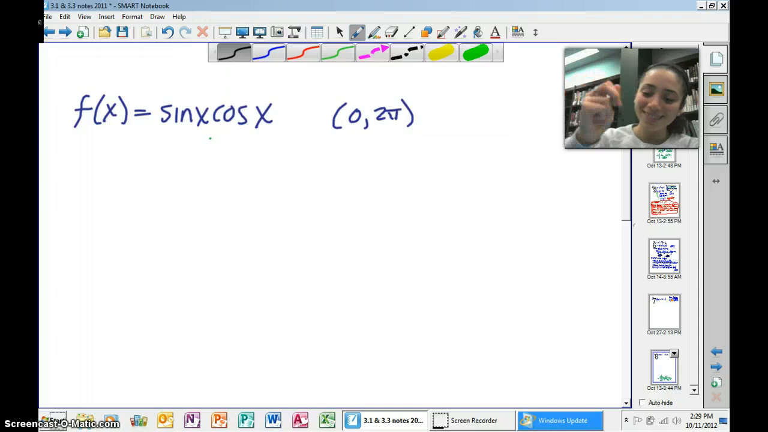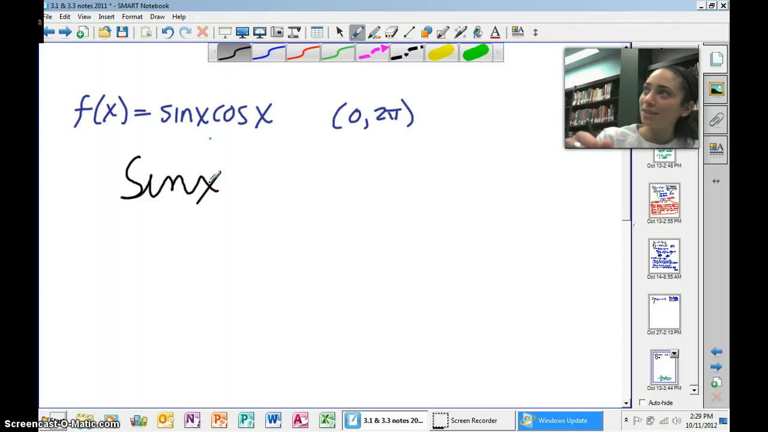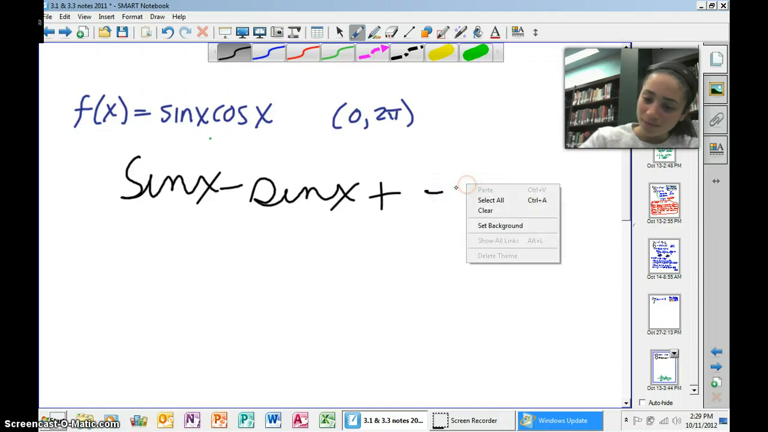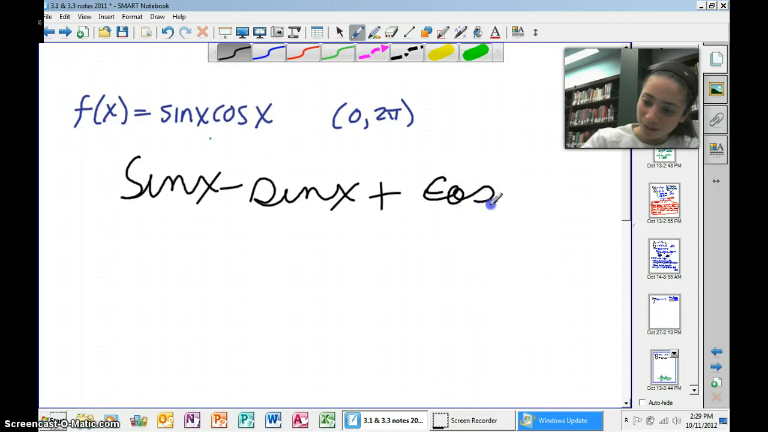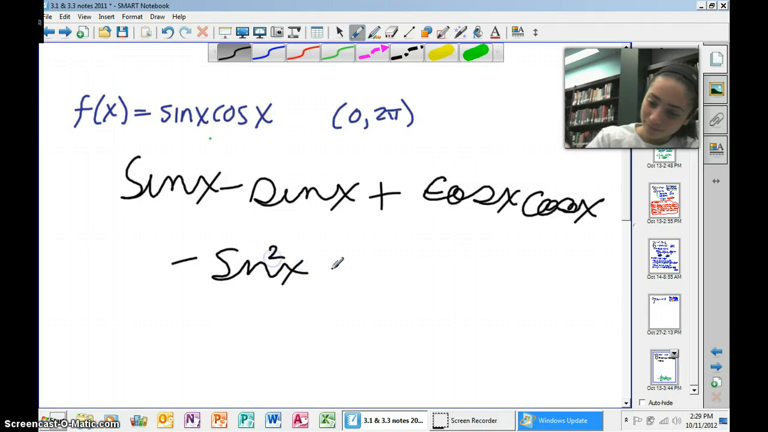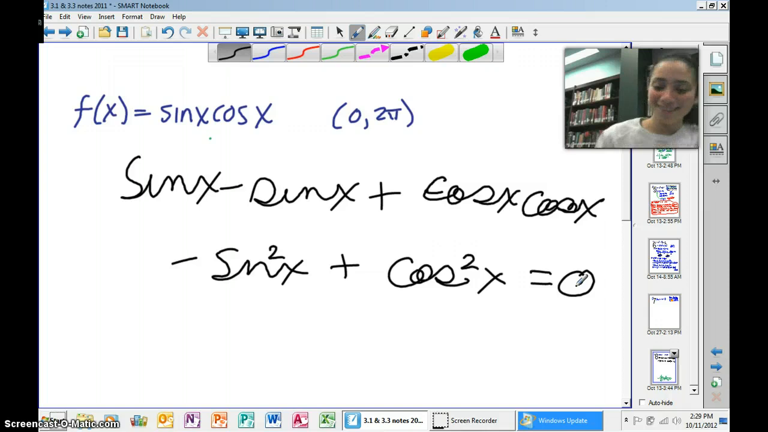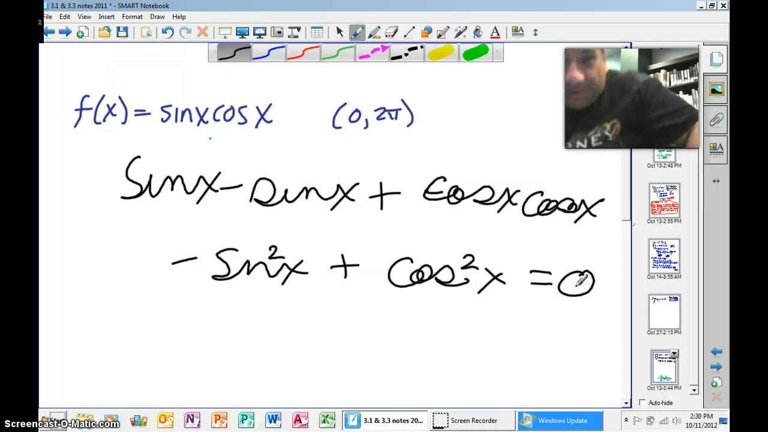Okay. First derivative, second: sine x. Negative sine x. Plus second derivative first: negative, just put cosine x. Cosine x. All right. Make it nice. Negative sine squared x equals 0. Perfect. I'll take over from here.